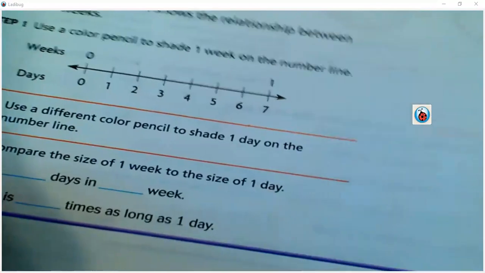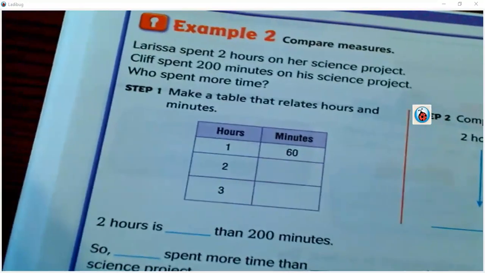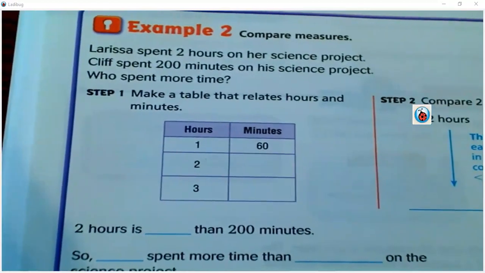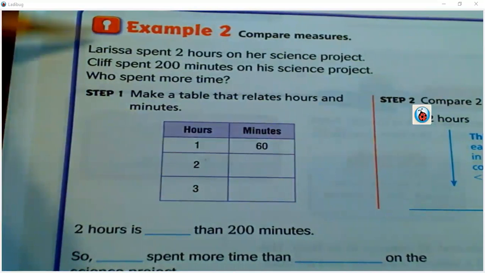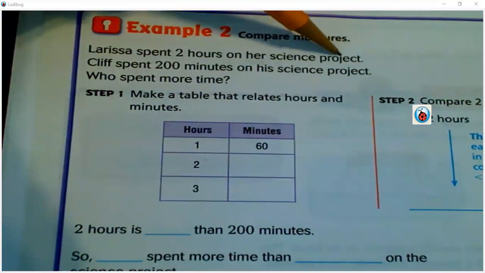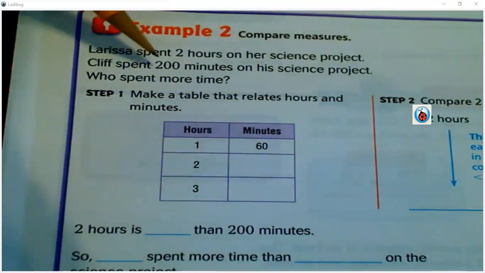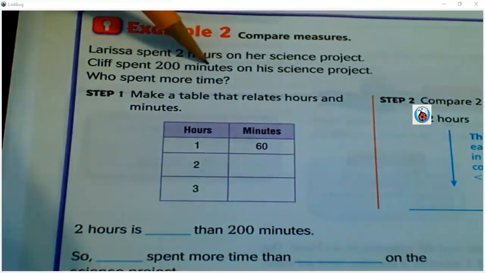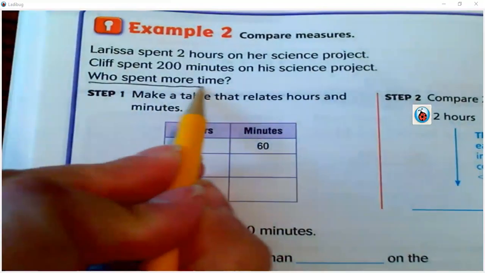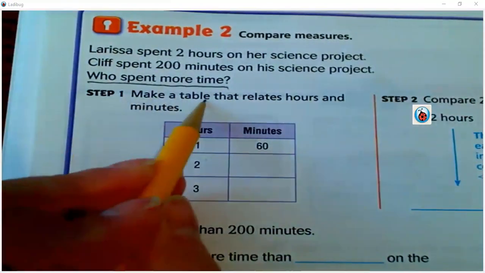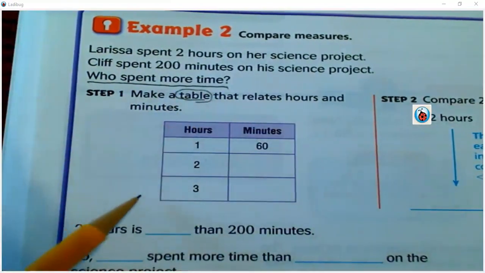Okay, I'm going to turn this over and we are going to look at a couple of strategies that might be helpful when you're doing a comparison of some measurements here. So let's look at this. It says, Larissa spent 2 hours on her science project. Cliff spent 200 minutes on his science project. Who spent more time? Well, this table can help us here.